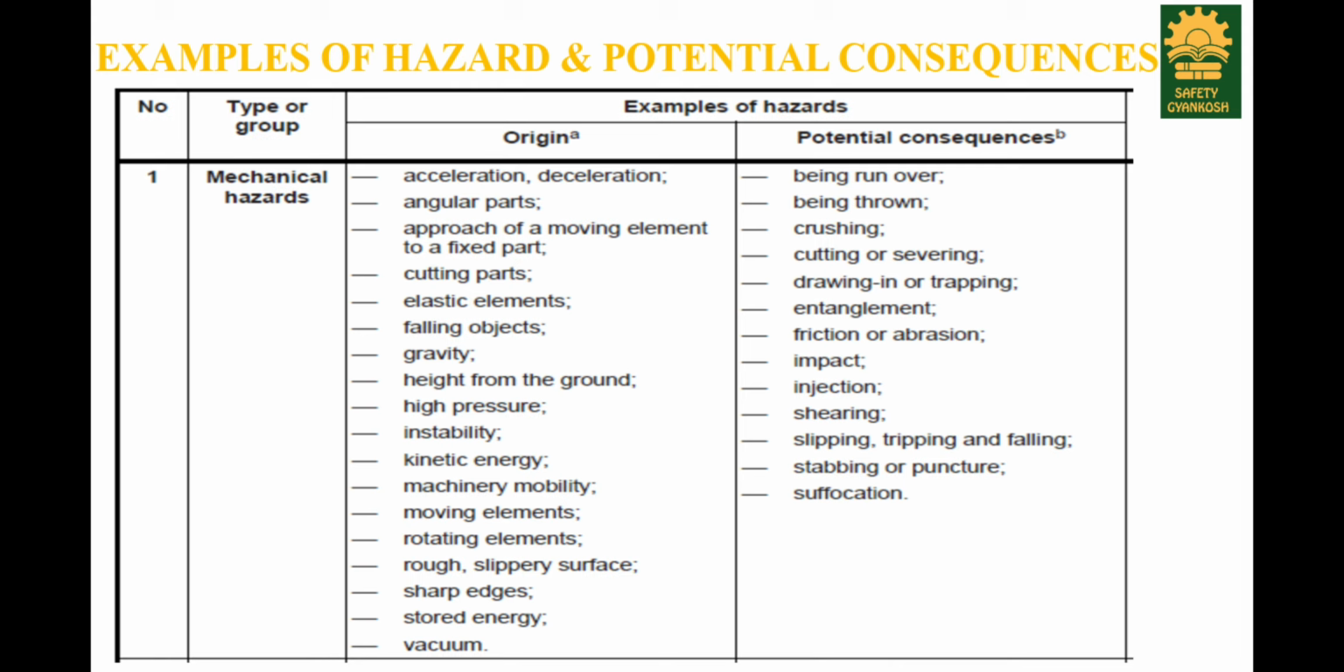For example, first we will consider mechanical hazard. So what are the origins of mechanical hazard? Acceleration, deceleration, angular parts, cutting parts, elastic elements, falling objects, gravity, high pressure, kinetic energy, and so on. And what are the potential consequences? Means these are the hazards, what can be the consequences? The consequences are being run over, being thrown, crushing, entanglement, impact, injection, searing, suffocation, and others that are mentioned.